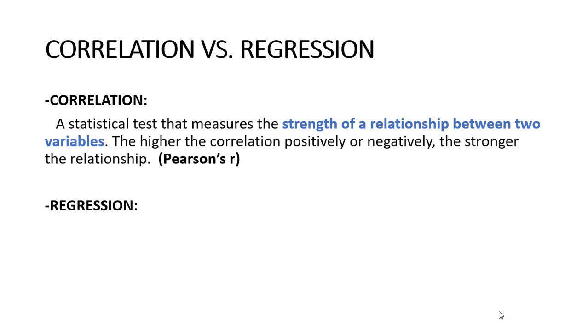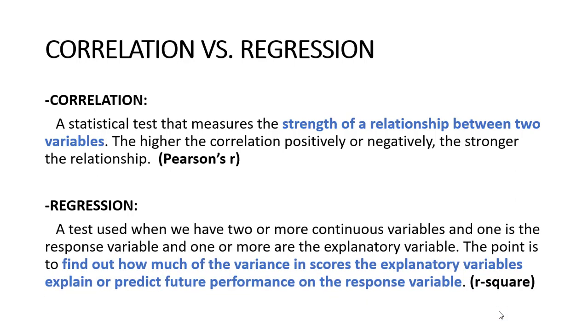Now, what is the difference with the regression? A regression is a test used when we have two or more continuous variables, and one is the response variable and one or more are the explanatory variables. The point is to find out how much of the variance in scores the explanatory variables explain or predict future performance on the response variable. And this is measured in terms of what we call R squared. We talked a little bit about this last time, but we will explore this further in this video.